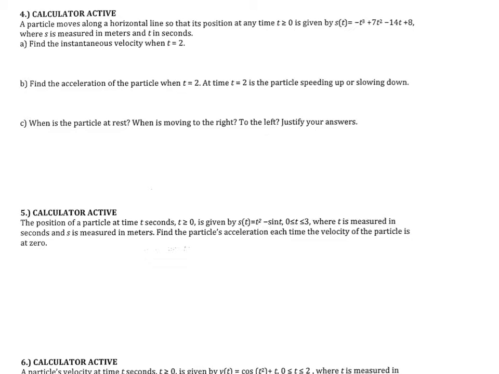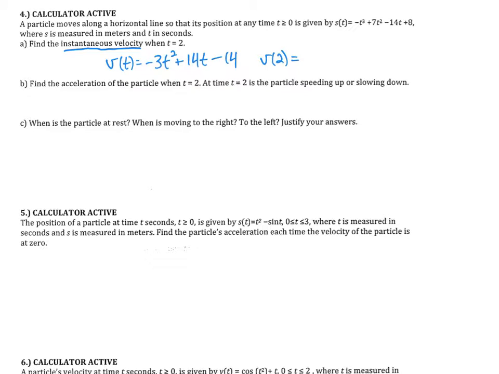So if we start in part A, we want to find the instantaneous velocity when t equals 2. So what we should start by doing is finding the velocity function, which is the derivative of position. So we've got negative 3t squared plus 14t minus 14. And then what we're going to do is just plug in 2 for the time and see what the velocity at time 2 is.